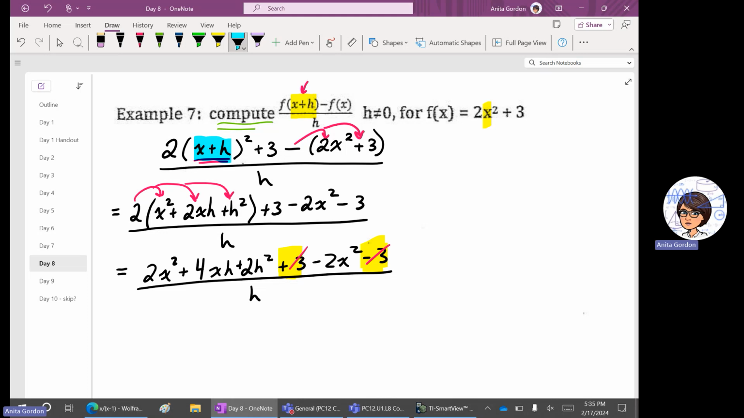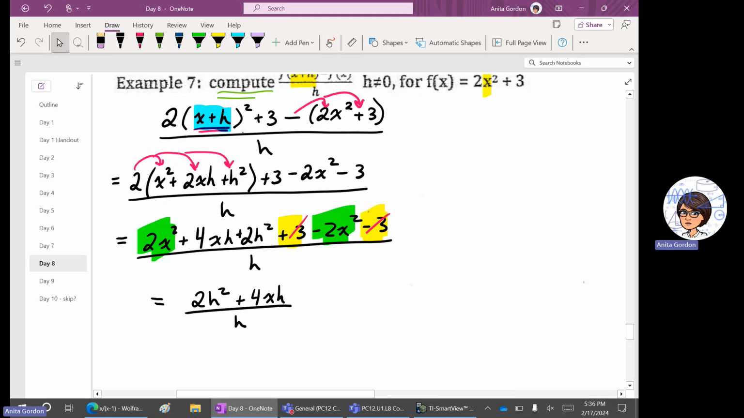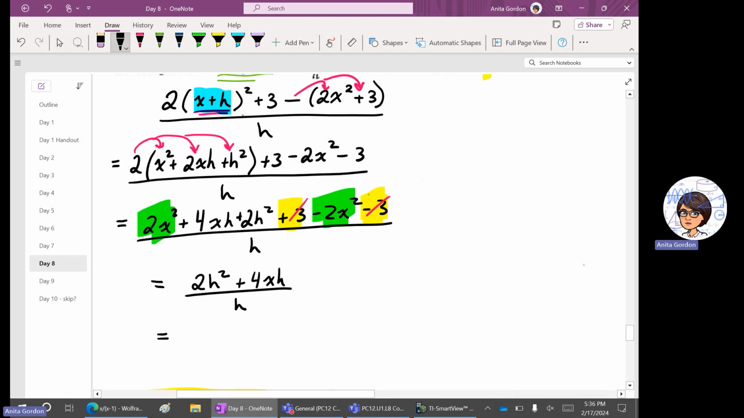All right, continue collecting like terms. I have a positive 2x squared here and a negative 2x squared there. That goes away, and whatever's left there, I cannot cancel or combine. So let's say we have a 2h squared plus 4xh all over h. Now, what else can I do here? I can factor the top a little bit. Let's do 2h bracket h plus 4x, all over h.